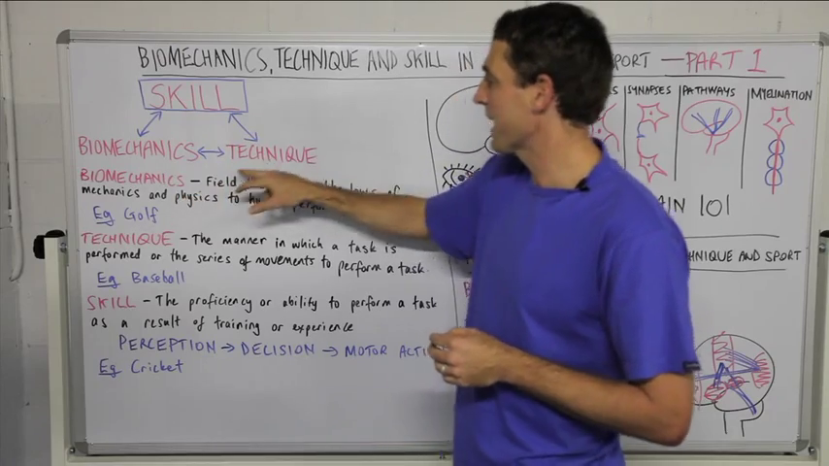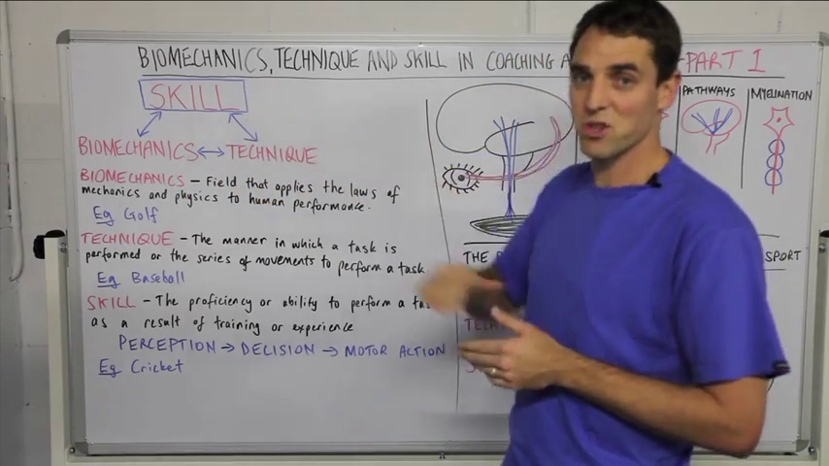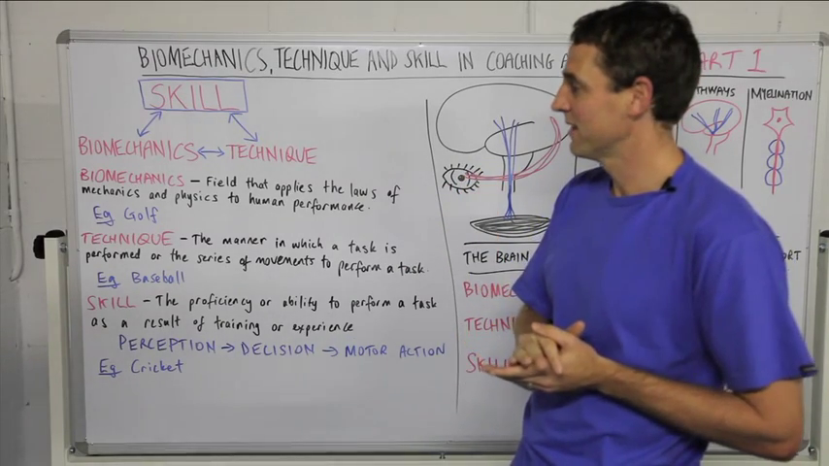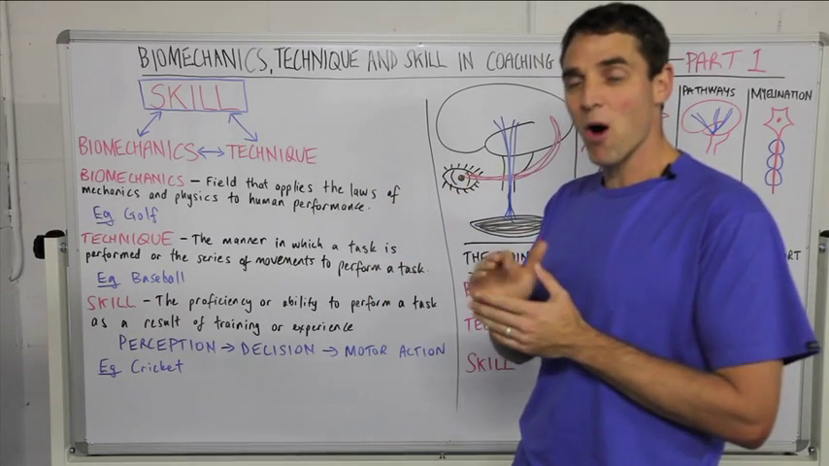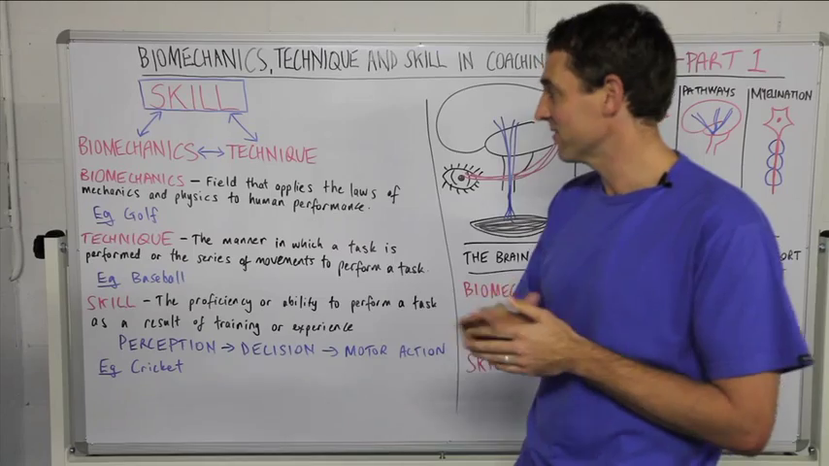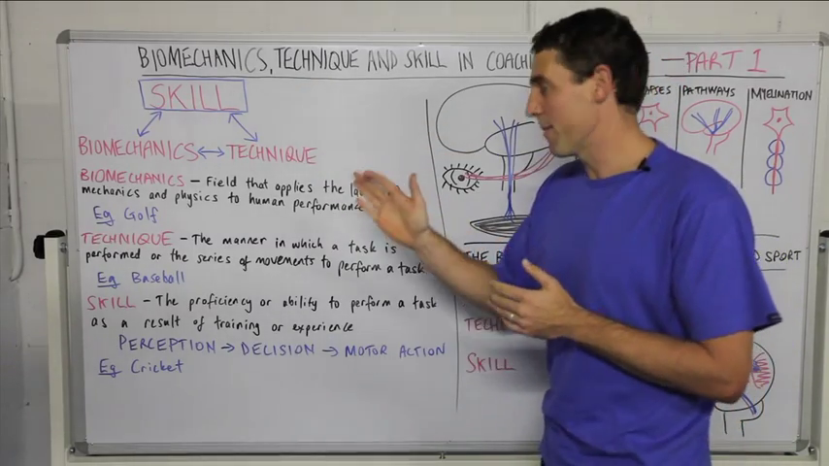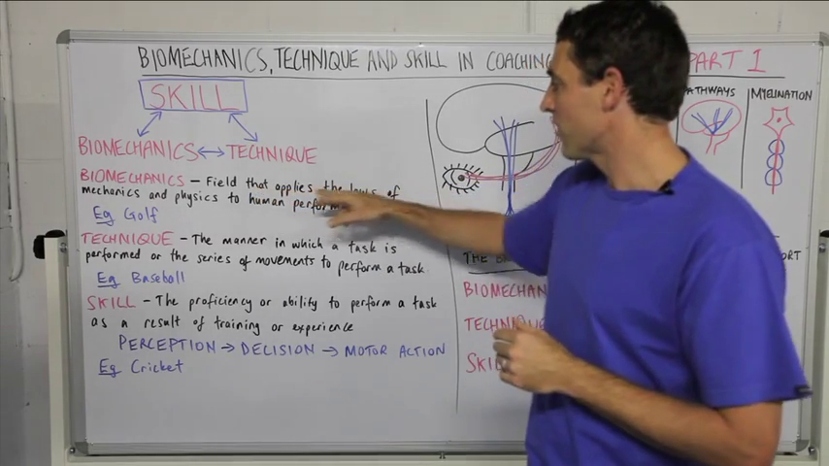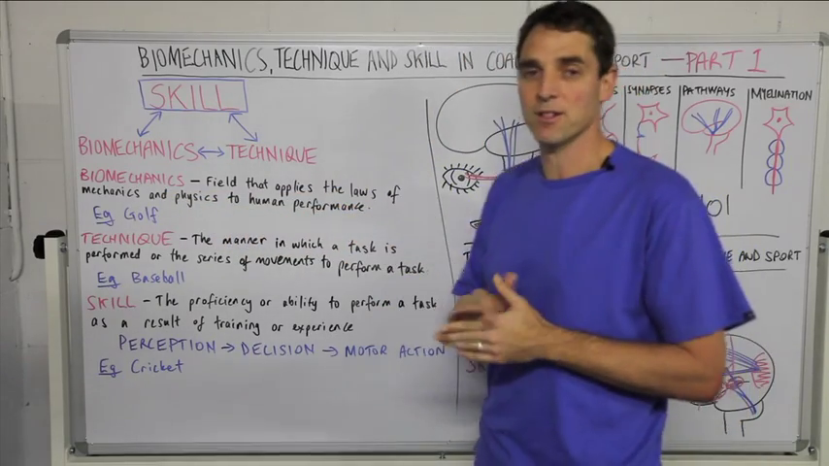Skill, biomechanics, and technique. I've got skill with the circle around it because that's ultimately what we want to get better. So we'll go through the definitions of exactly what biomechanics, technique, and skill are, and then we'll come back to this. Starting with biomechanics, biomechanics is the field that applies the laws of mechanics and physics to human performance.